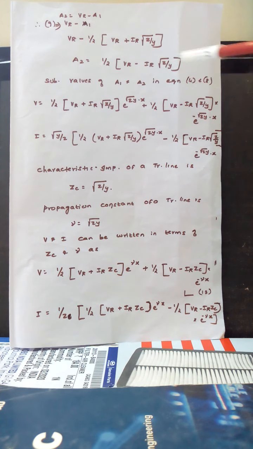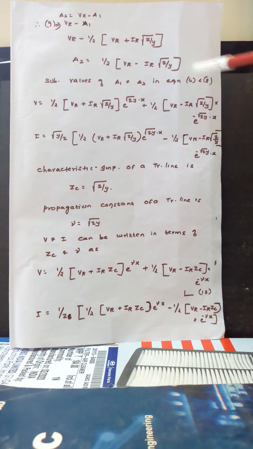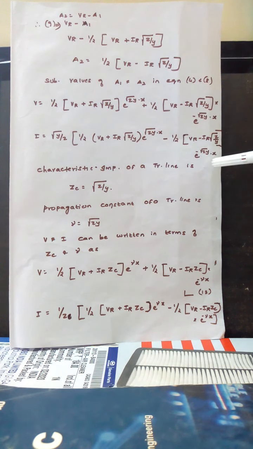So this A1 and A2 we have to substitute in the voltage equation and the current equation, that is equation number 4 and equation number 8. If you replace them, we'll get this equation here. So this is the equation we are getting.